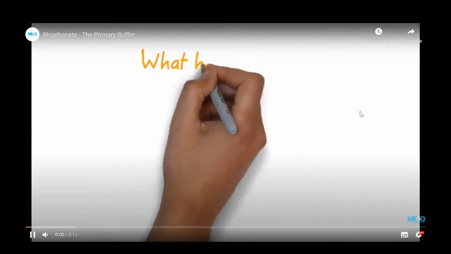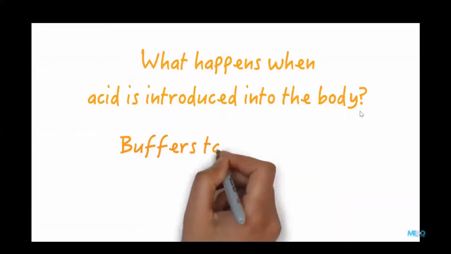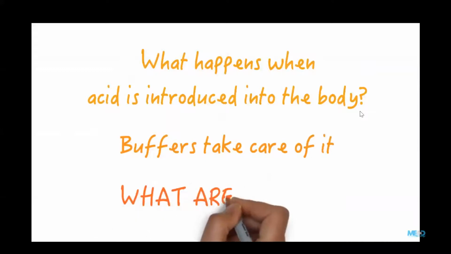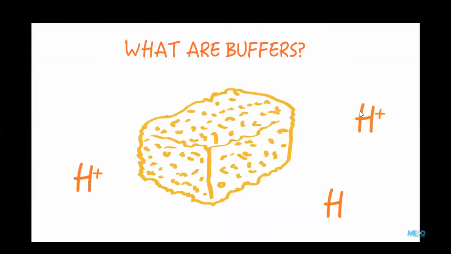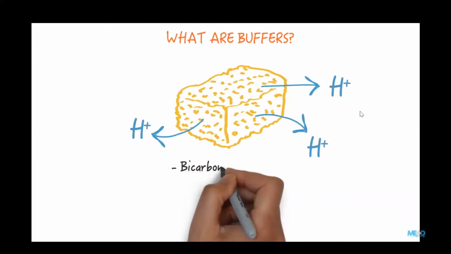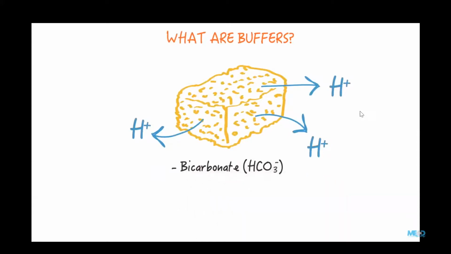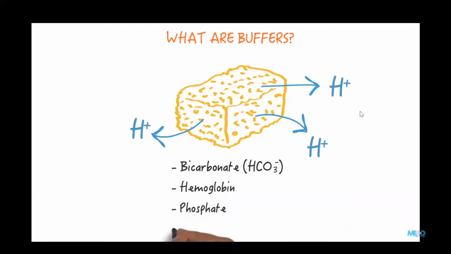What happens when acid is introduced into the body? Well, buffers take care of it. What are buffers? Buffers act like sponges, taking up hydrogen ions when there's too much of them and releasing them when there's too little. The primary buffers in the body are bicarbonate, or HCO3-, hemoglobin, phosphate, and bone.